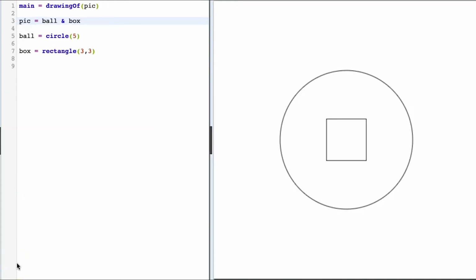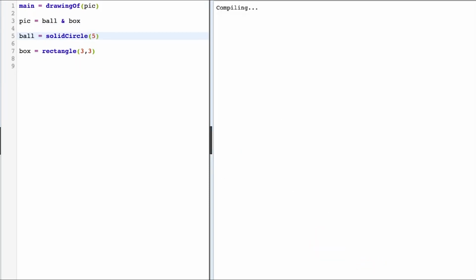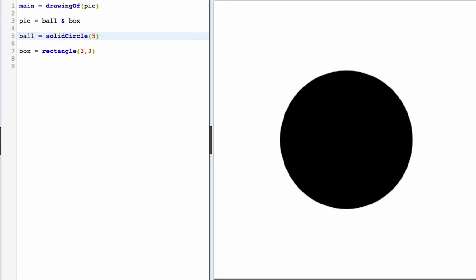Let's do a summary of all the functions we just learned. So we started with a ball in a box, a circle 5, and a rectangle 3, 3. And we'll change the circle to a solid circle by filling it in. So we're going to just write solid, capitalize the C, circle, run it, and you'll see the circle will become solid. Now notice that the ball comes first, so now you cannot see the box anymore.